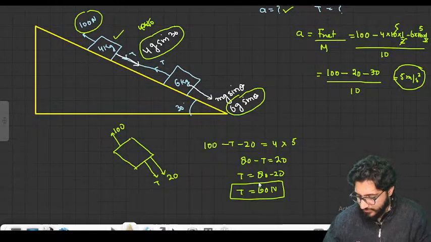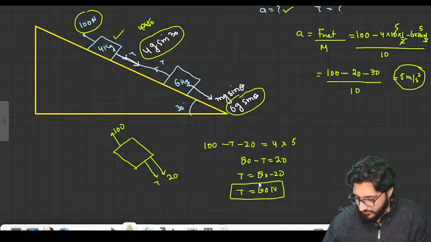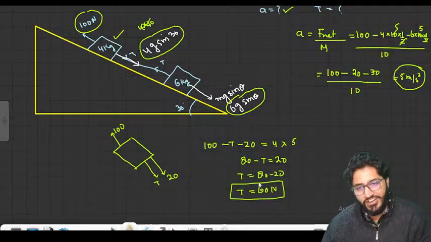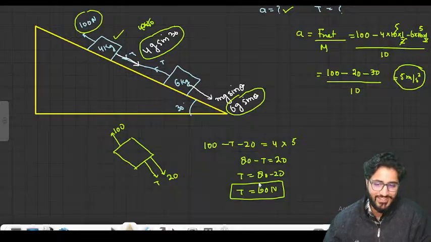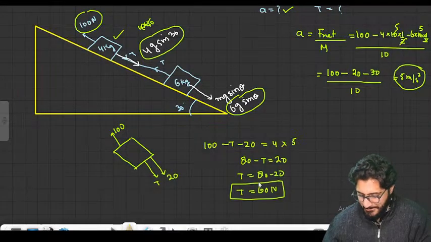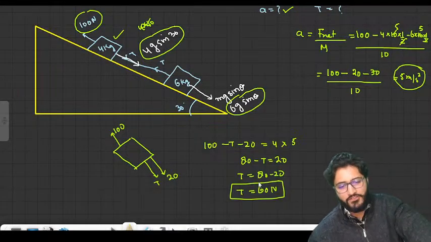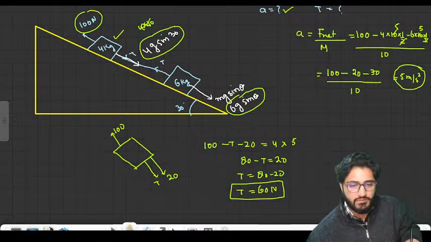Cross check your answer. Tension came out to be 60 Newton. And this one is very interesting topic. Easy or super easy? Yes. Perfect. Now let us do a different one.